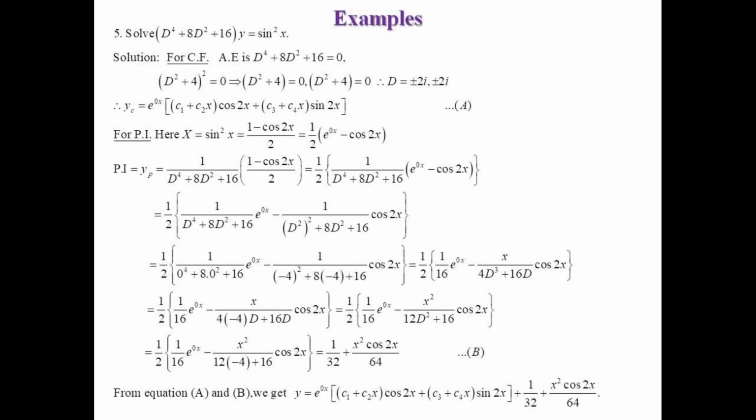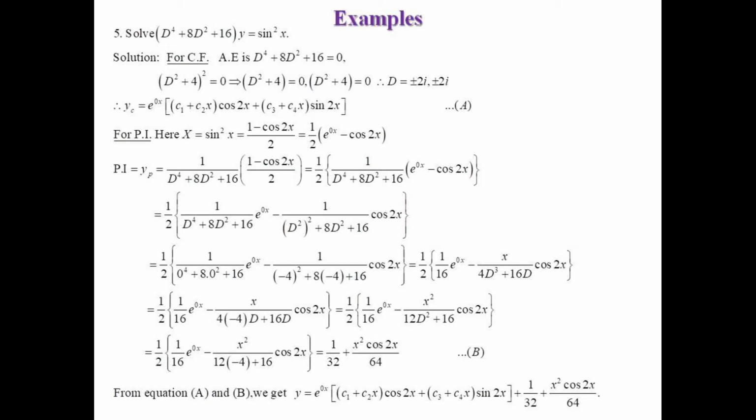If we try to solve this example, we know that this type of equation has two types of solution. One is called the complementary function and the second is called the particular integral. The complementary function is obtained by solving the auxiliary equation. Here the auxiliary equation is D^4 + 8D^2 + 16 = 0. This is a fourth order equation, but it is the perfect square of D^2 + 4. So if we factorize, we get D^2 + 4 = 0 and D^2 + 4 = 0.